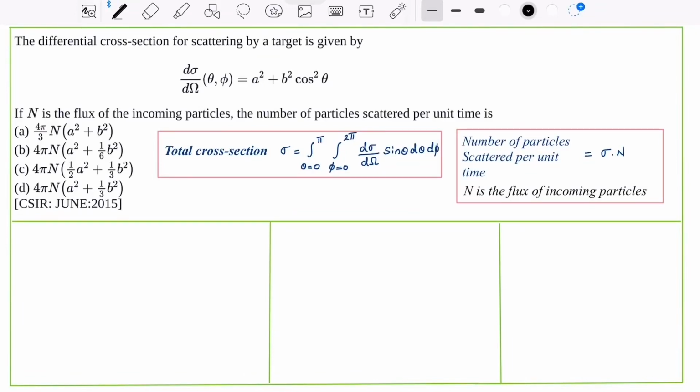Problem 80, Quantum Mechanics. The question is, the differential cross-section for scattering by a target is given by d sigma by d omega is equal to a square plus b square cos square theta. If n is the flux of the incoming particles, the number of particles scattered per unit time is.